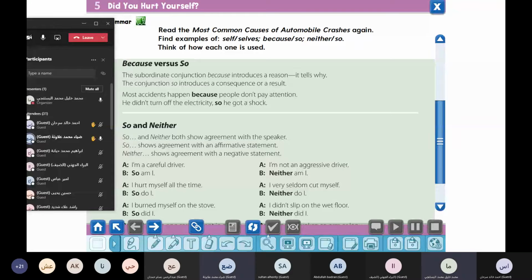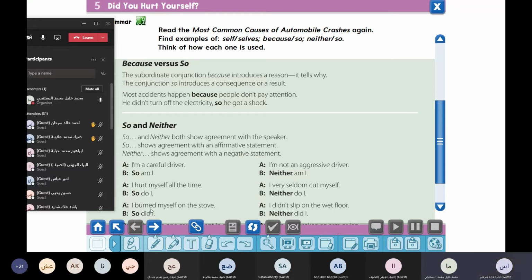Good. So again, here we have an affirmative sentence. The first one, A, says, I hurt myself all the time. B wants to agree with him. The sentence is affirmative, so we have to use what? So. There's no is or am. Here we have to derive from hurt, verb 1. So we have to use do. So do I.